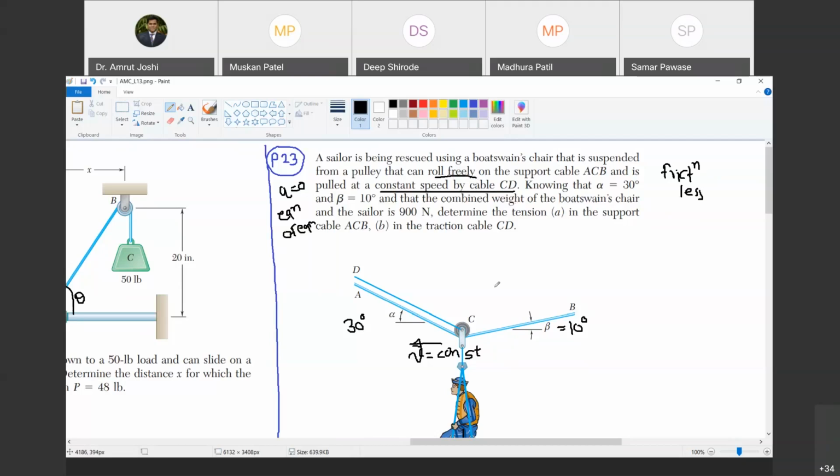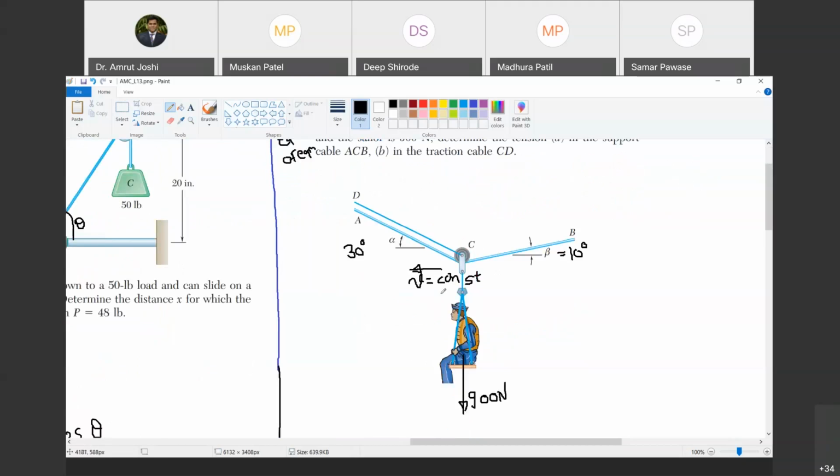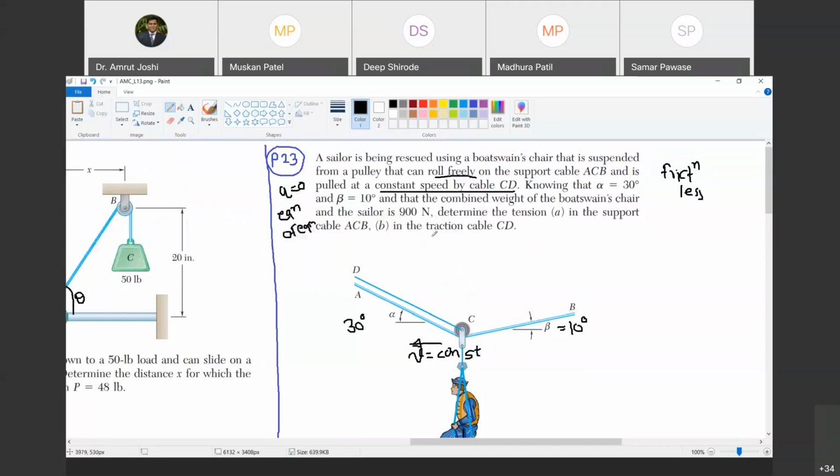Yes, sir. Yeah, so this is 900. Determine the tension in support cable ACB and traction in cable CD. So we have to determine the tension in support cable ABC and traction in CD. Are you with me? Yes, sir.